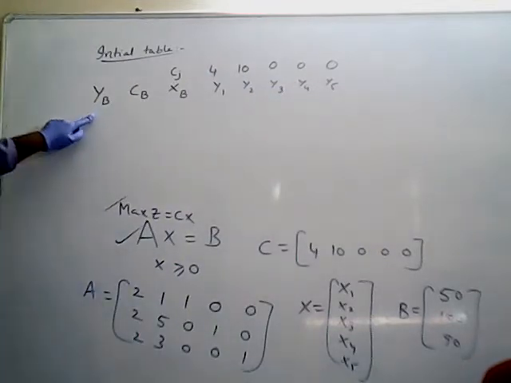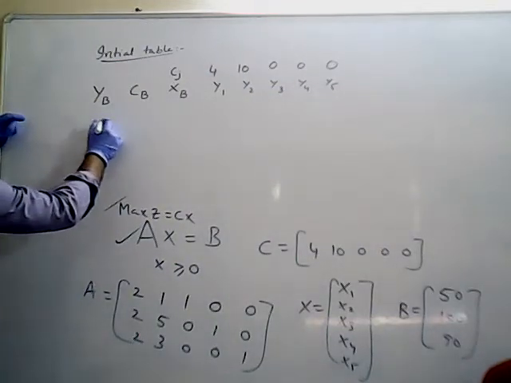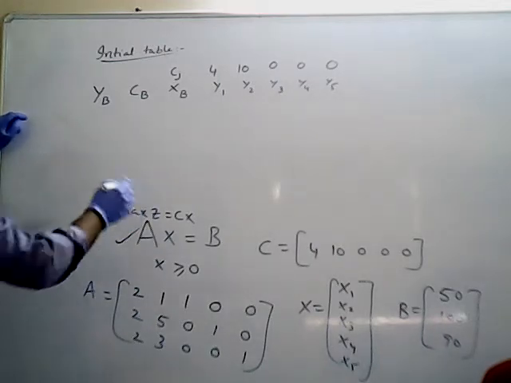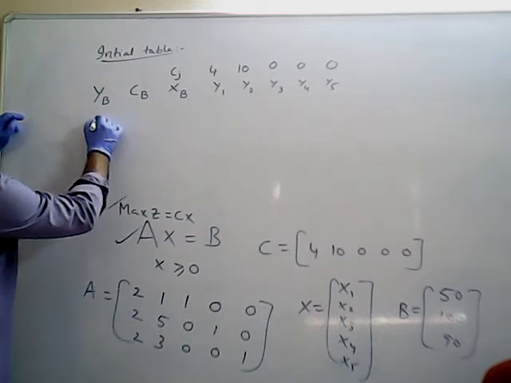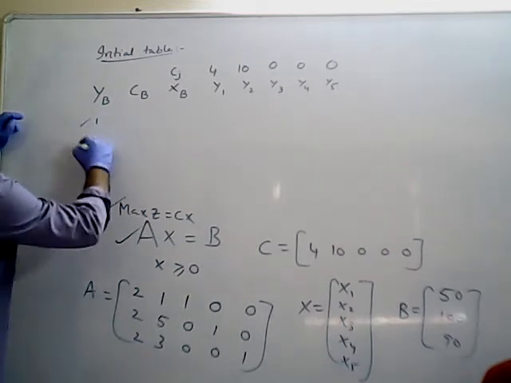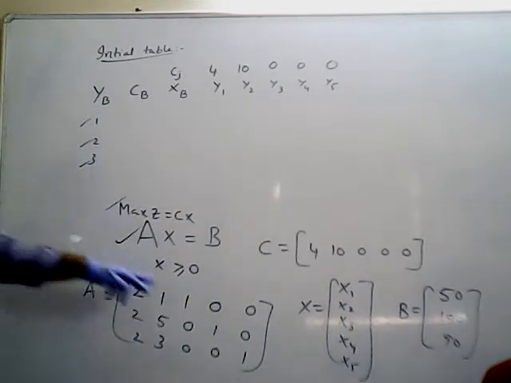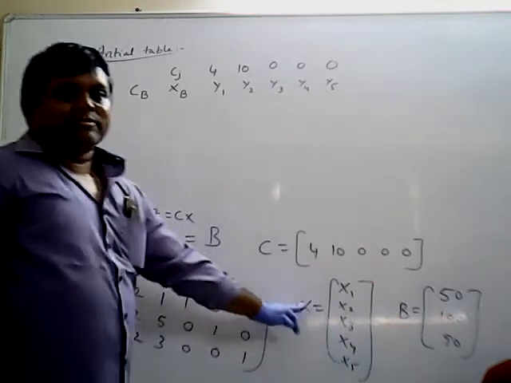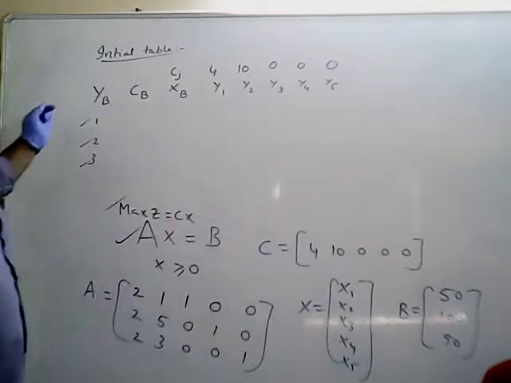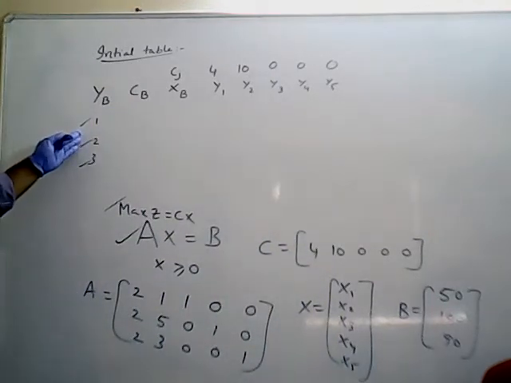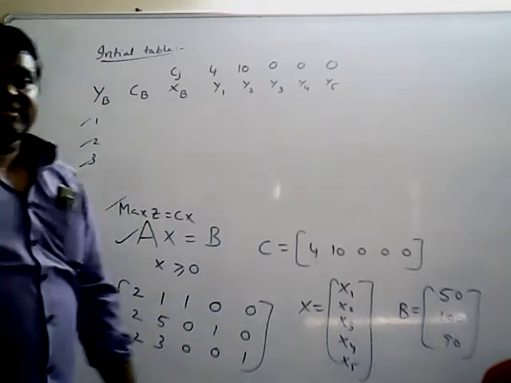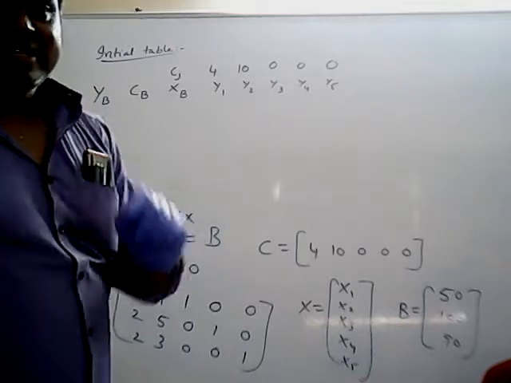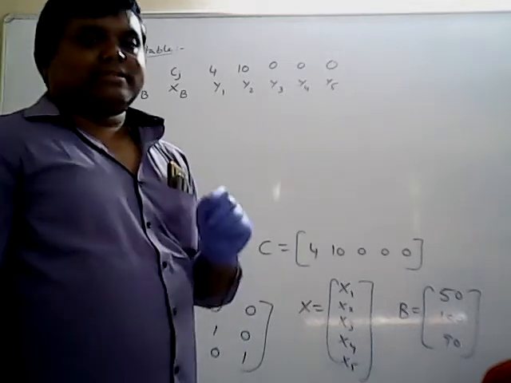Now, what are the variables that enter into the basis? How many constraints are there? 3 constraints are there, which means you require 3 variables here. These 3 variables should be identified. How many variables are there in the problem? 5 variables. Which 3 variables are going to enter here? That we have to identify. So how will you identify? See your A matrix. Where do you get the unit matrix elements? Those variables enter into the basis.